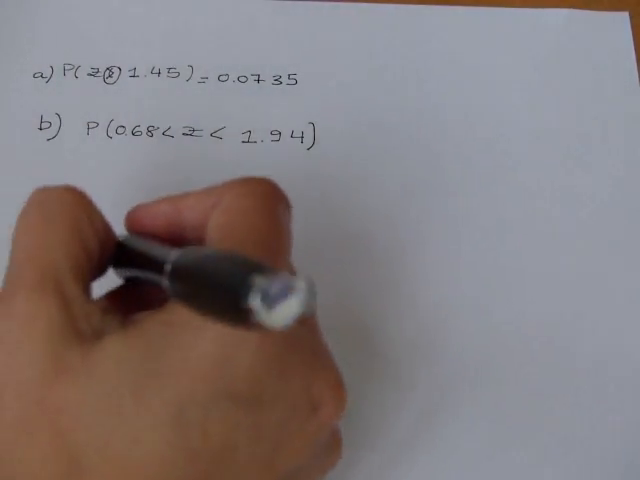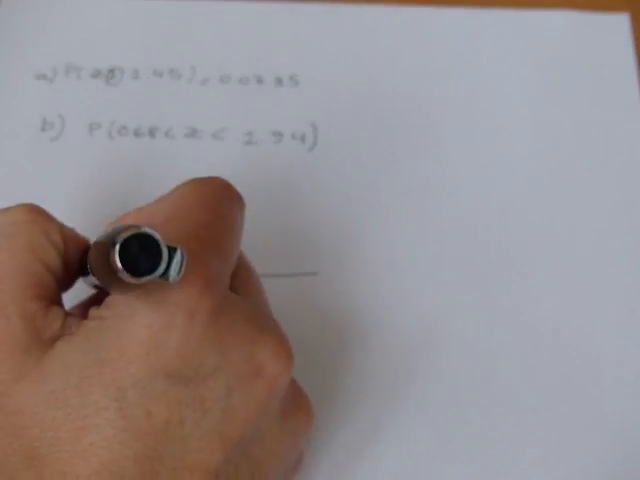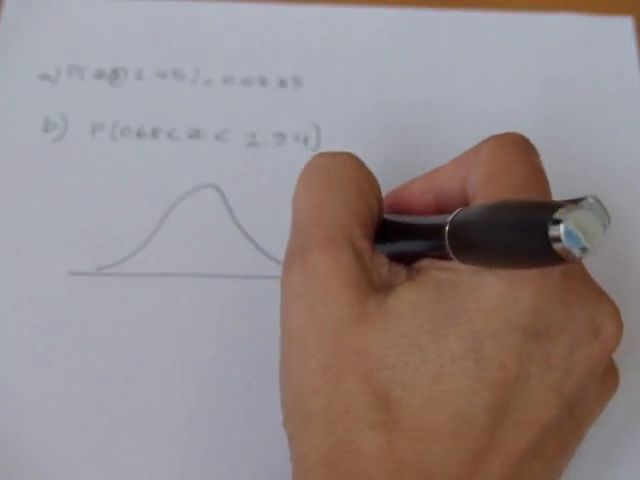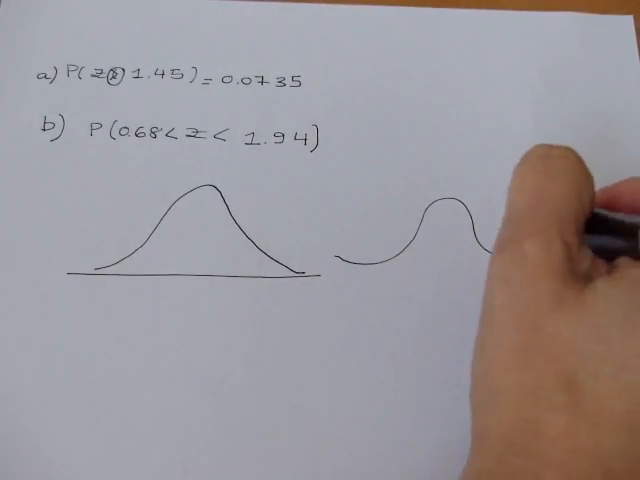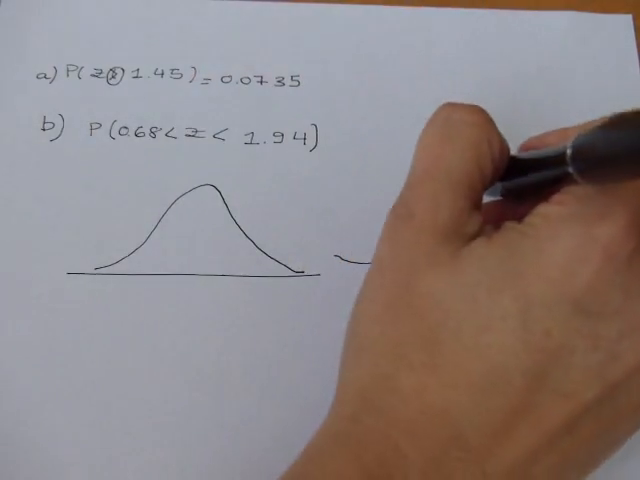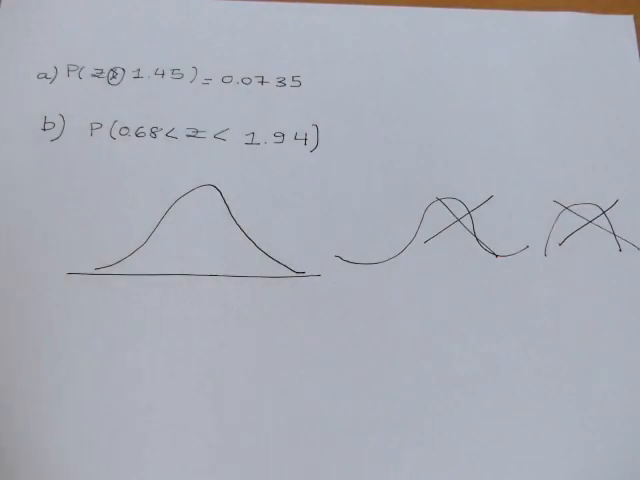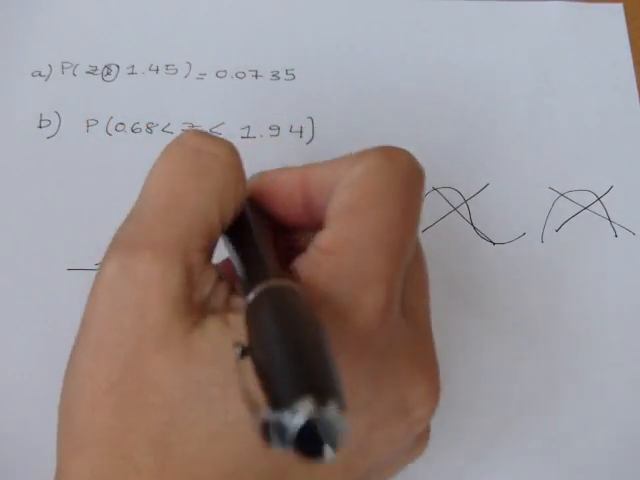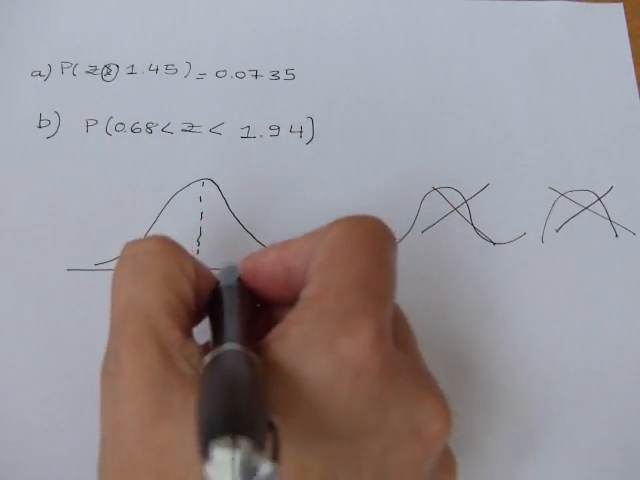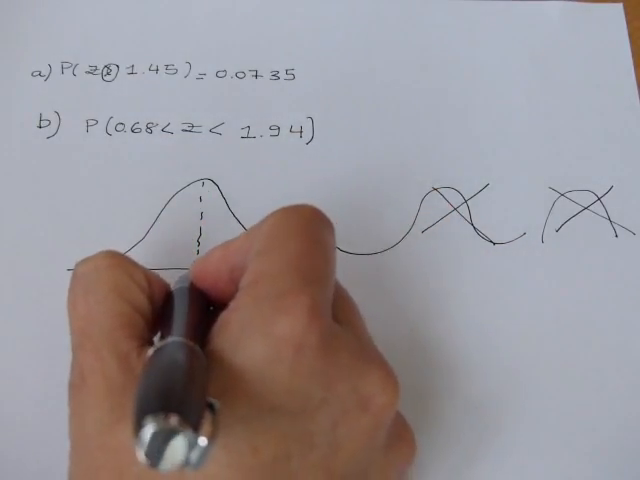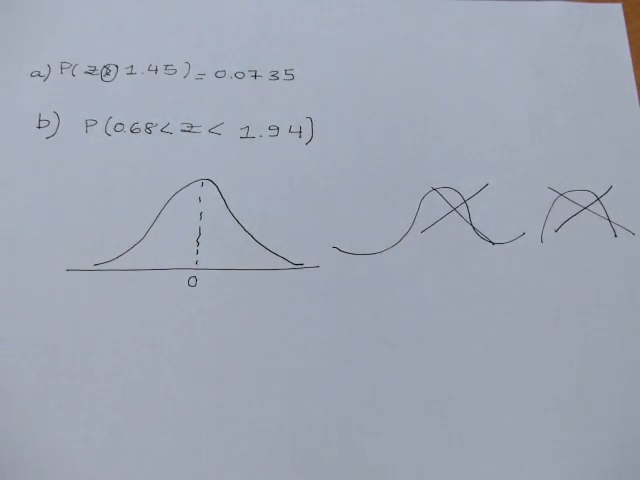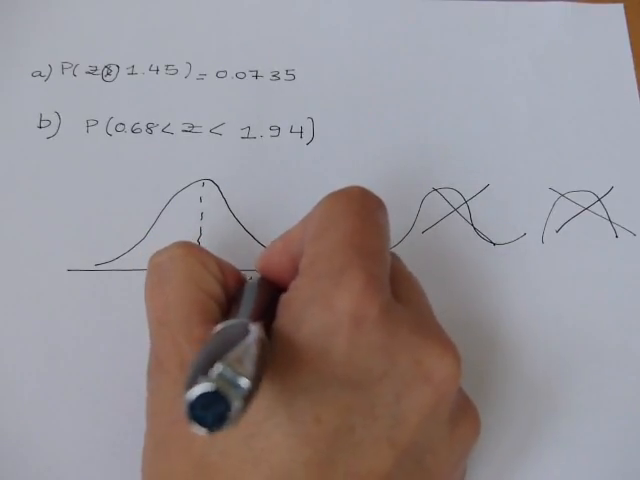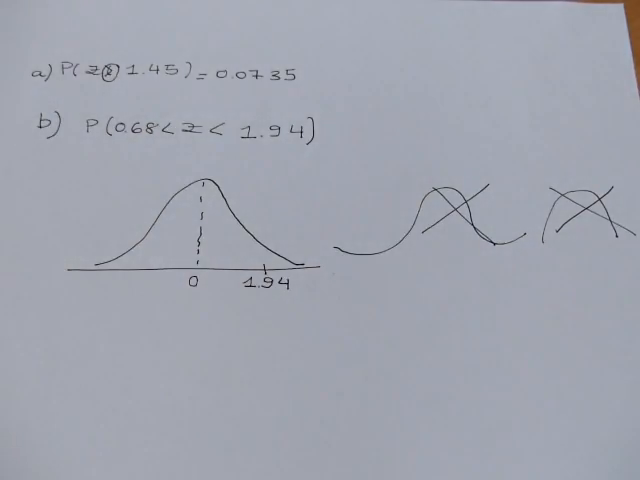First of all, I would recommend you to draw the picture. The normal has the shape of a bell, so it's not like this, or like this. These are not good examples of what a normal is. So, more or less, that being the shape, we need to place the two values that we are asked to calculate the probability between. As we know, the 0 is here, and the normal is symmetric. We have the value 1.94, let's say it's over there more or less.